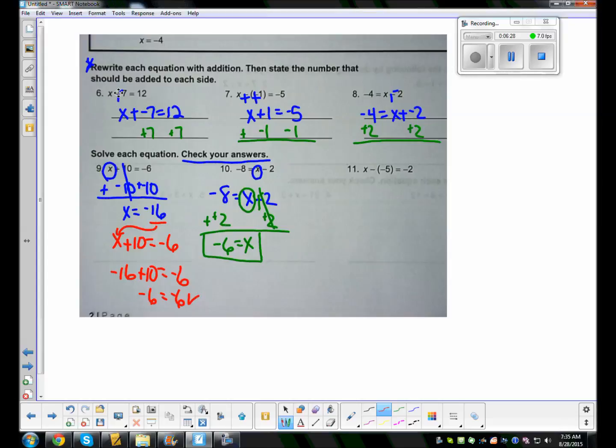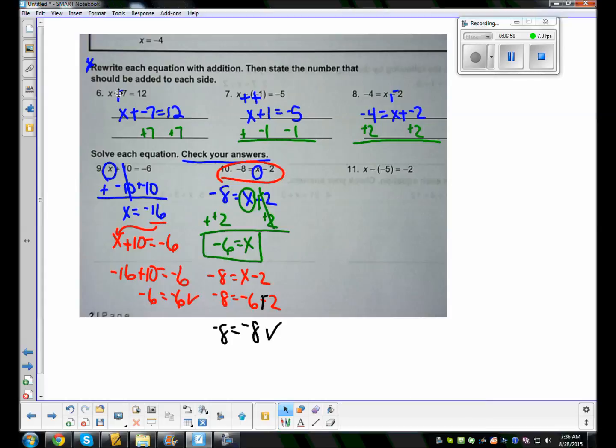Okay, I'm not finished because it also told me to check my answer. I'm going to rewrite the equation like the original equation. So negative 8 equals x minus 2. Negative 8 equals negative 6 minus 2. Okay, I'm going to add the opposite. Negative 6 plus negative 2 is negative 8. So negative 8 equals negative 8, and it checks.